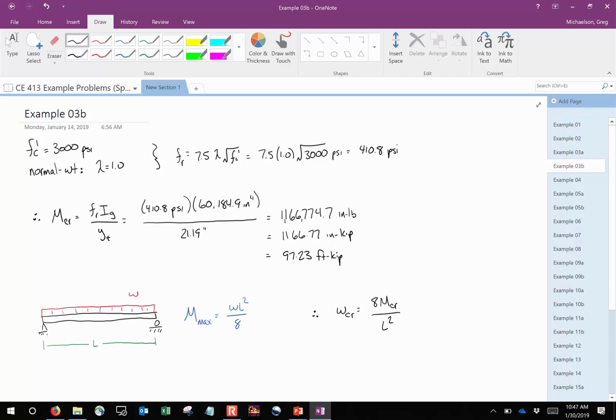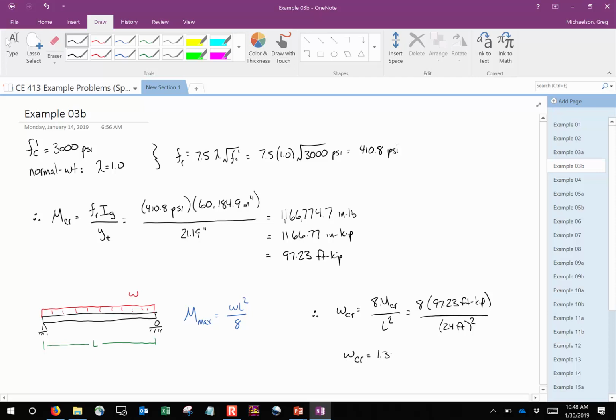Now, let's see. So that's 8 times 97.23 foot-kips divided by 24 feet squared. And so W cr equals what? Now keep in mind, this is a distributed load. So what are the units for distributed loads? Kip per foot. And so what does the answer come out to be? 1.35. Do I have a second on that?